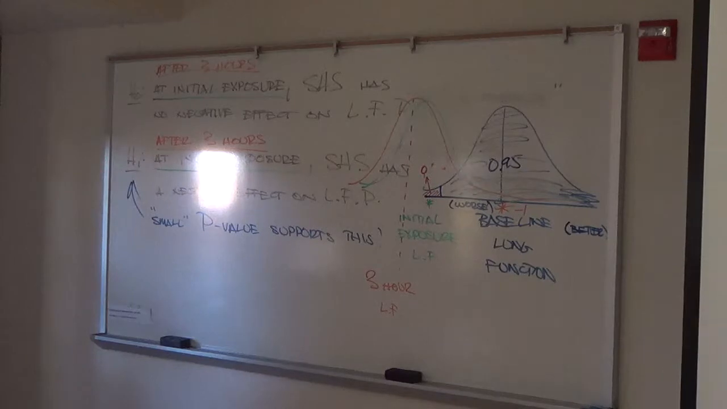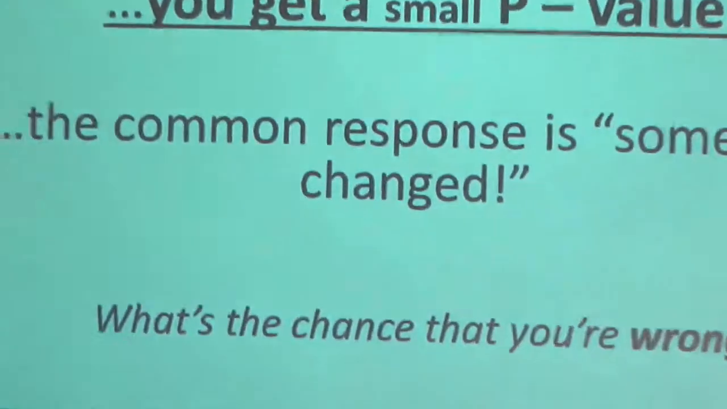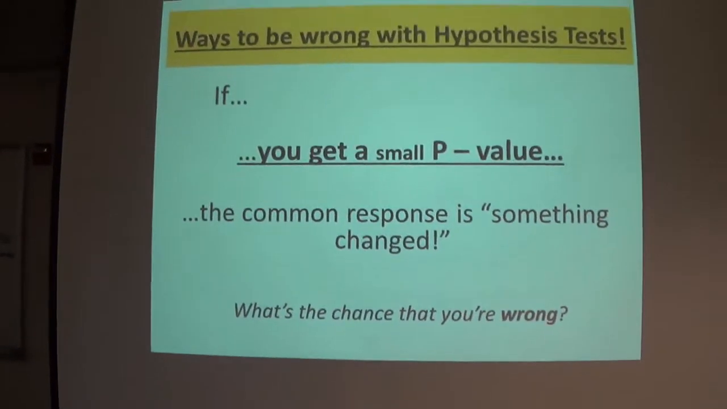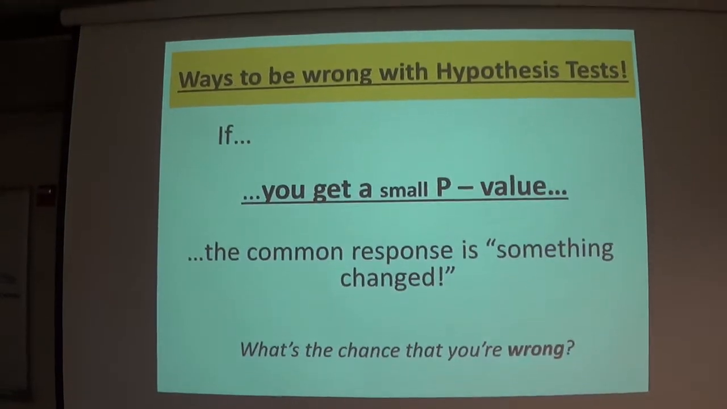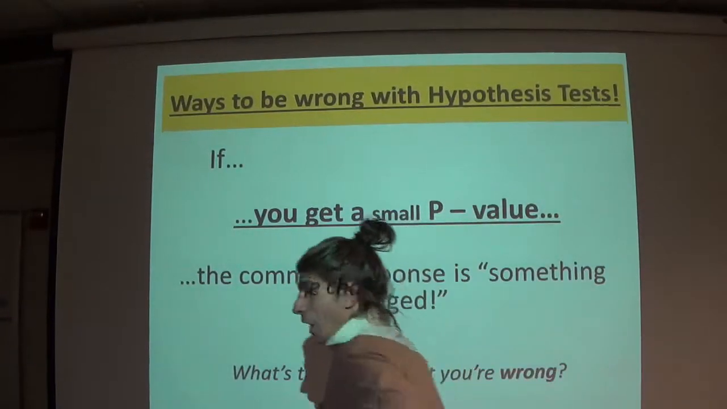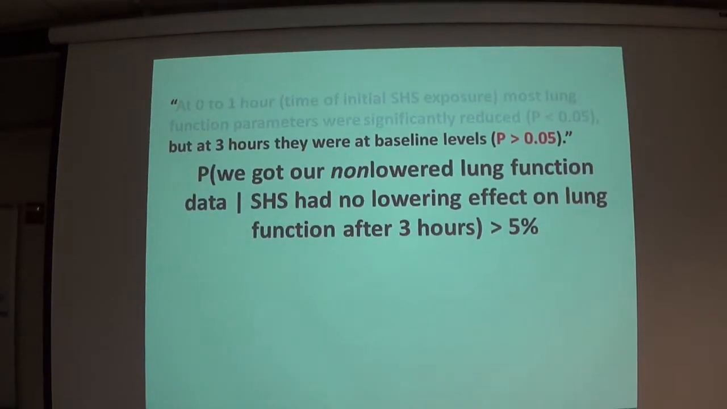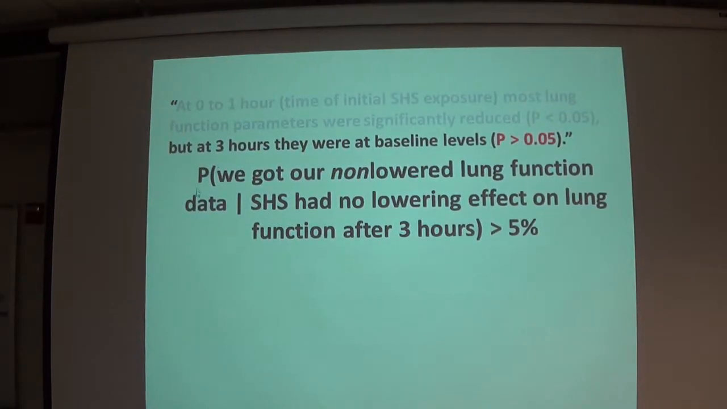Let me give you some examples so then you can answer. I'm going to flip back through your slides and show you a bunch of the ones that have been written down. Remember what kind of probability it is? Starts with a C. Conditional. That's right. Here's one right there. It's a probability: we got non-lowered lung function data given secondhand smoke doesn't lower lung function. There's one of them. Notice that's a big p-value, bigger than 5%.